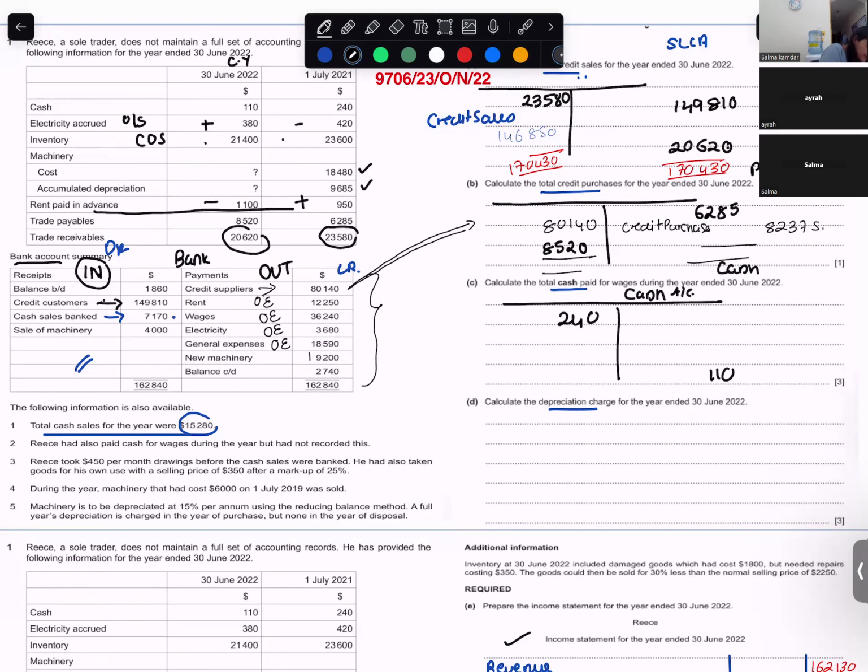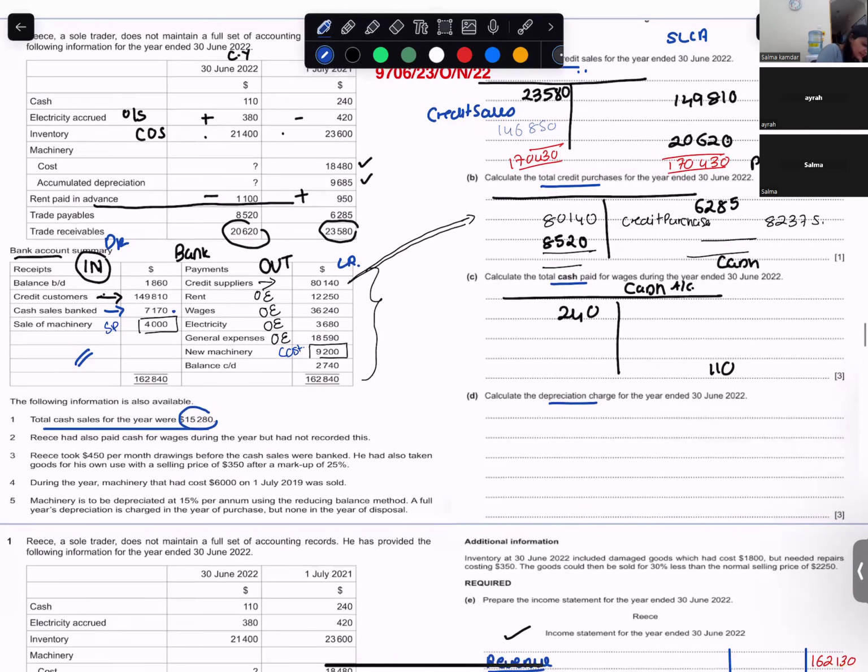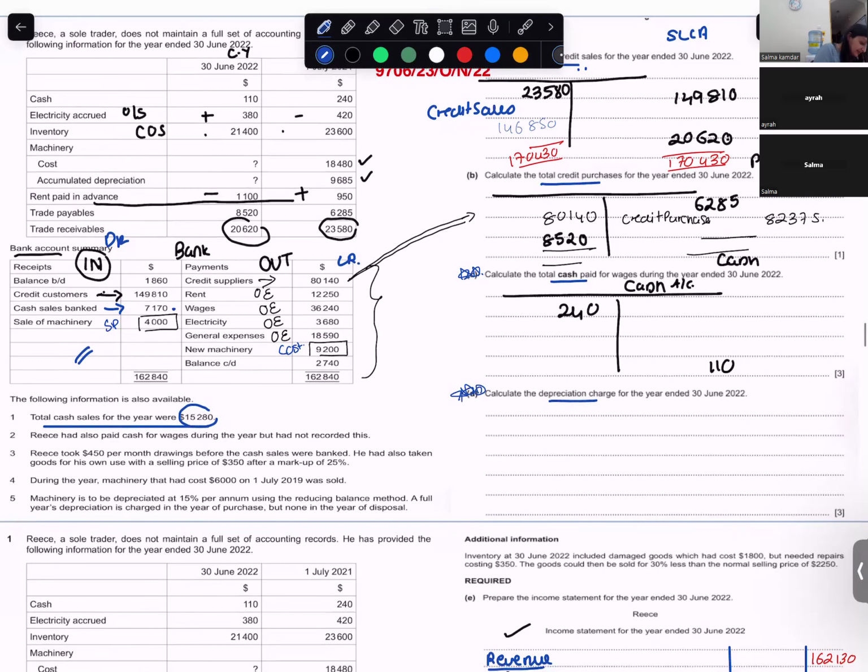Okay. So there is a purchase of new machinery and there is a sale of machinery. Are you with me? This will be the selling price and this will be the cost price. Are you with me? Now you have depreciation charge for the machinery and cash paid for wages. Are you with me? Okay, fine. Read the second adjustment.